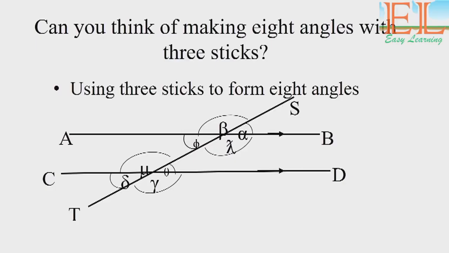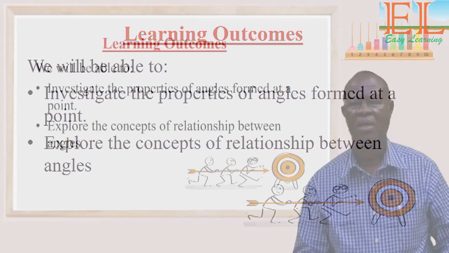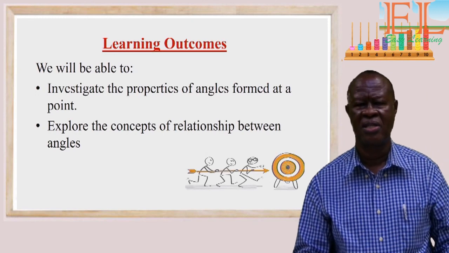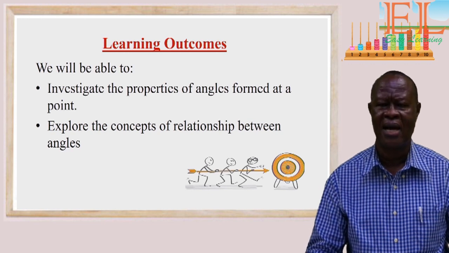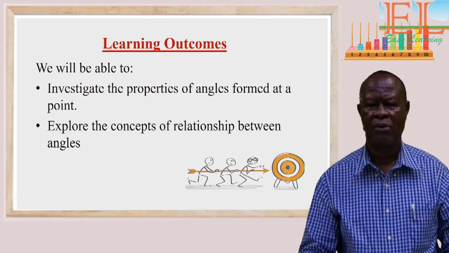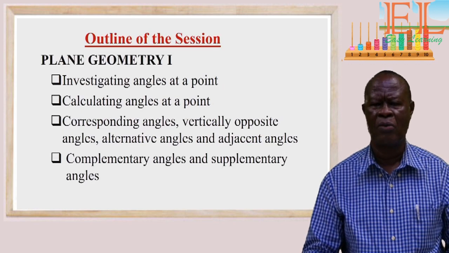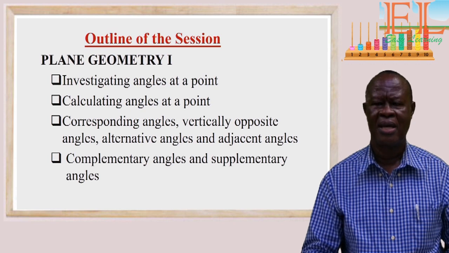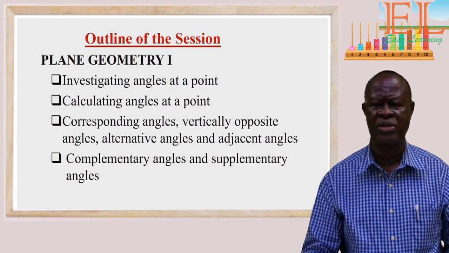Our learning outcome: we will be able to investigate the properties of angles formed at a point and explore the concepts of relation between angles. Outline of the session, Plane Geometry 1: we're going to look at investigating angles at a point, calculating angles at a point, corresponding angles, vertically opposite angles, alternate angles, and adjacent angles will be noted. And then we look at complementary and supplementary angles.